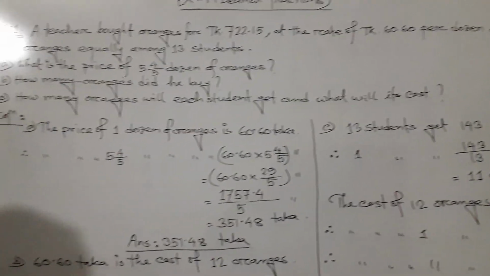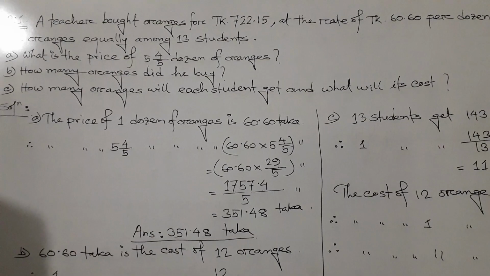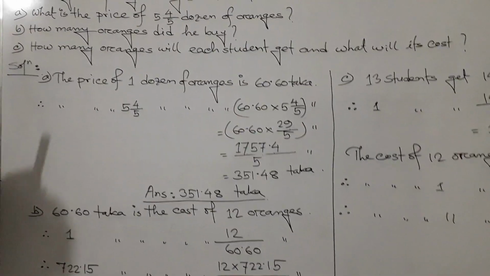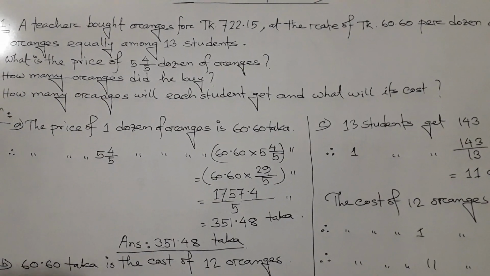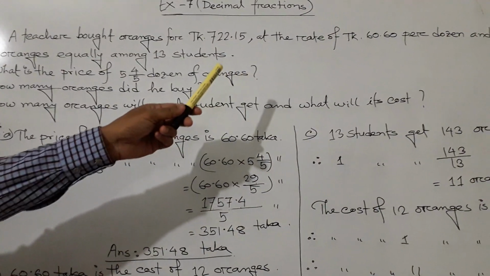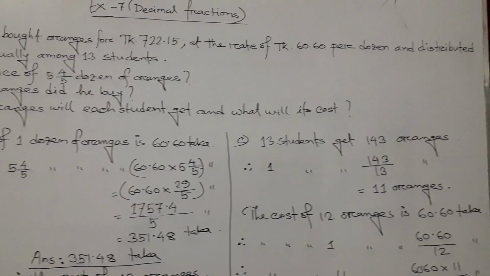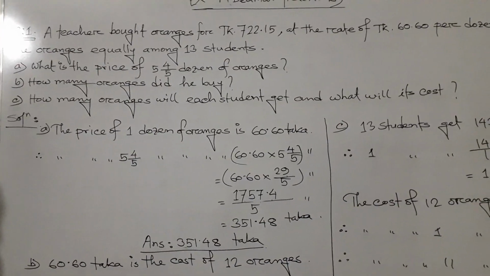Dear students, today we solve the two new creative questions of decimal fractions. Now, question number 1. Artisans bought oranges for Taka 722.15 at the rate of Taka 60.60 per dozen and distributed the oranges equally among 13 students.